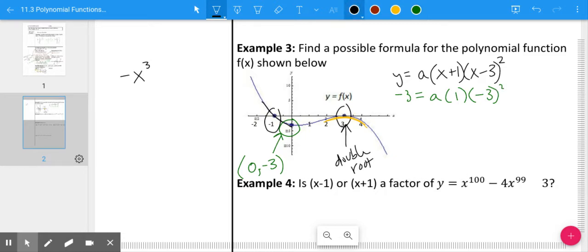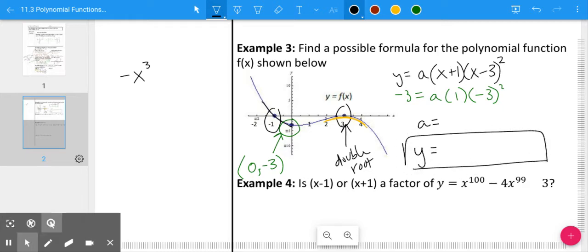Go ahead and finish this problem, find your a, and then write your whole equation. And what I want you to type into Edpuzzle is the answer to the function. So after you find what a is, give me the whole equation written out in the Edpuzzle.